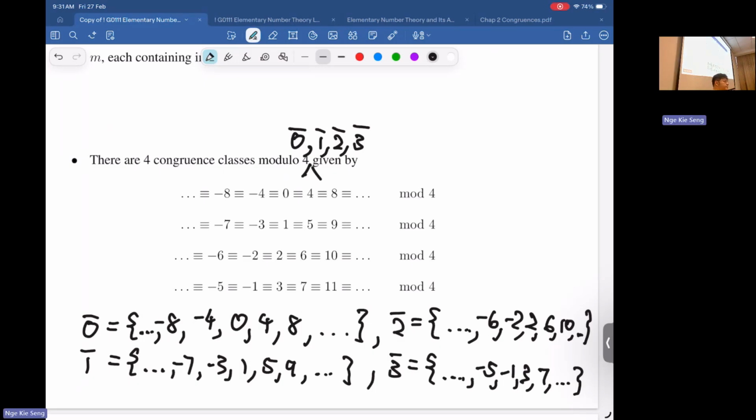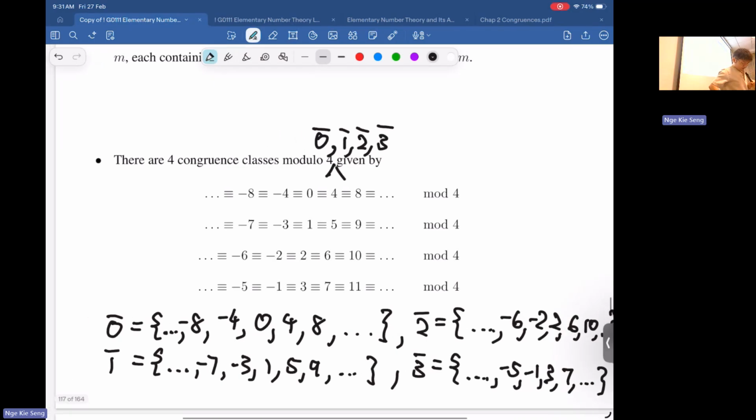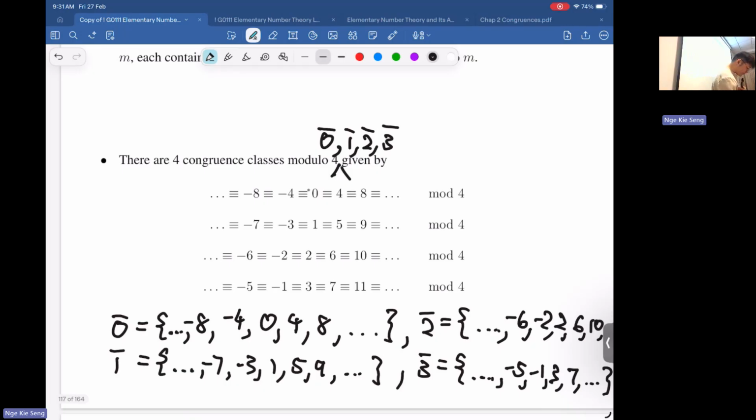That makes sense? So we collect all the integers that have the same remainder together, because they are the same in this world. In this congruence world, they are the same number. We treat them as the same. Later you will see that in the usual operations, they actually behave the same. In particular, they behave the same as their representative. We call these representatives.